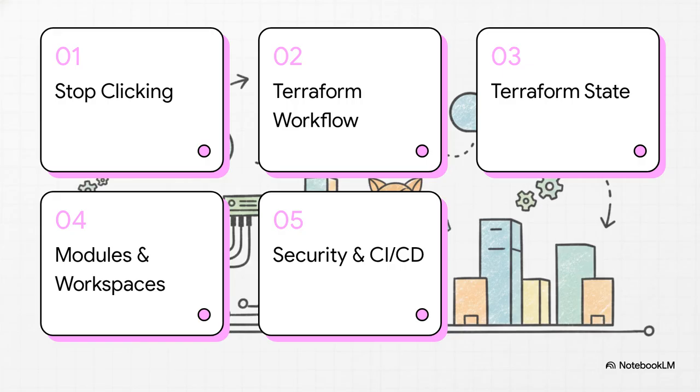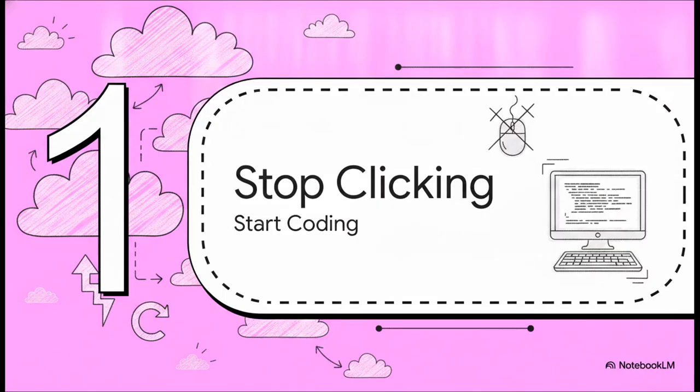To get us there, we'll follow this fast-track syllabus. We'll start with exactly why we need to stop clicking, and then move right into the core Terraform workflow. After that, we'll explore state, which is essentially Terraform's brain, look at how to scale up using modules and workspaces, and finally wrap the whole thing up with the security and CI/CD practices you need for real-world projects. All right, let's kick things off with Section 1, Stop Clicking, Start Coding.